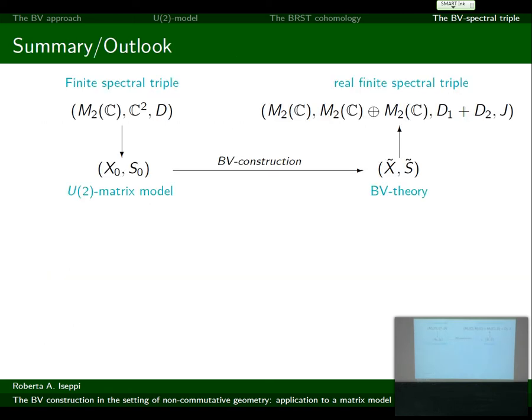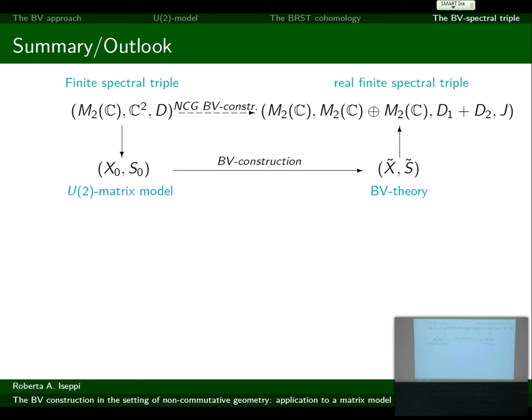But let's arrive at the summary. So we started with a finite spectral triple. We constructed this U2 matrix model that was naturally defined by the spectral triple. We did this BV construction that allows us to define this BV theory, this extended configuration space with extended action. And we found a method, given this theory, to determine this real finite spectral triple describing this situation. So our next goal is to find this connection, to give a method to go directly from this finite spectral triple to this real spectral triple describing the extended theory.